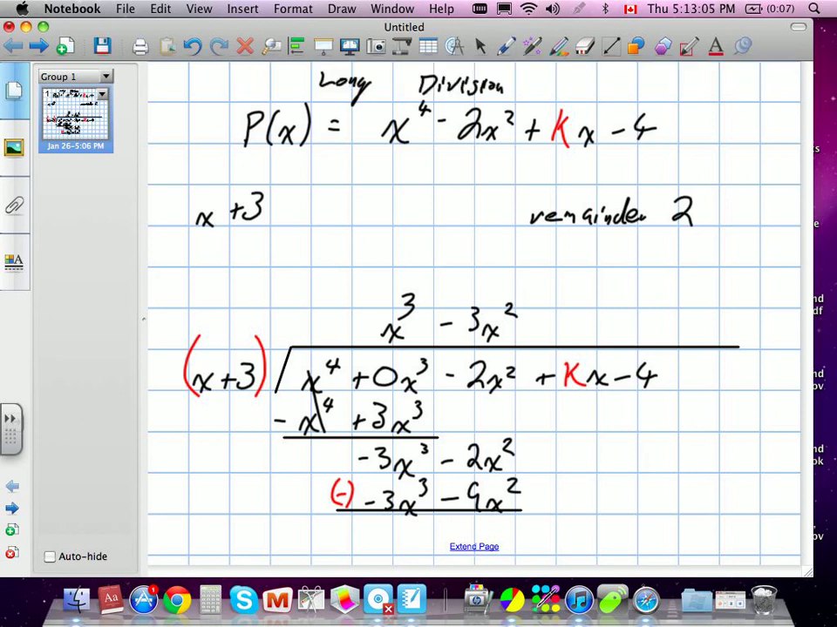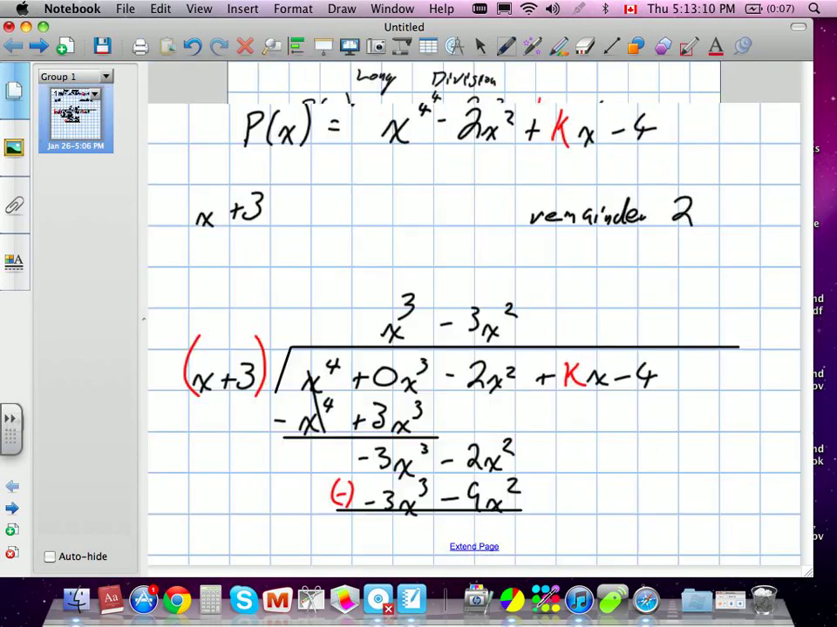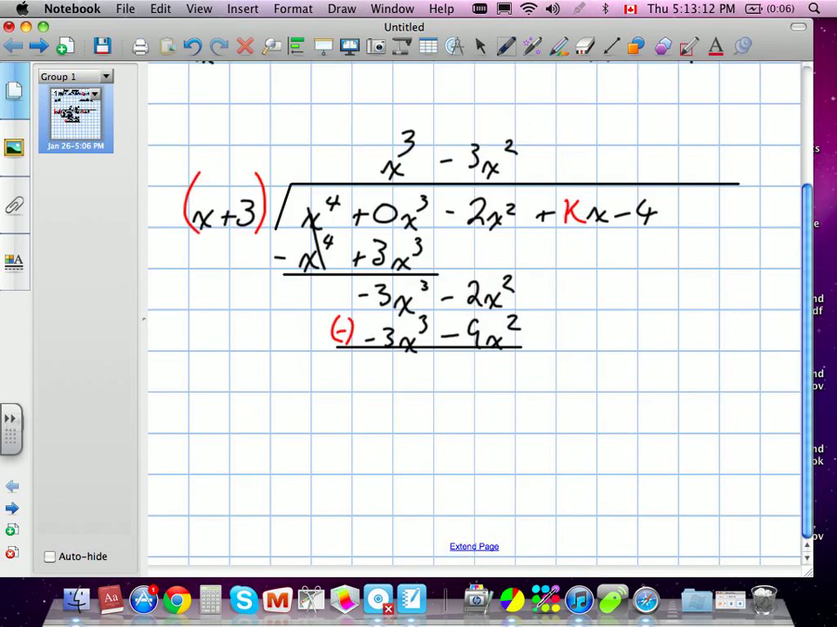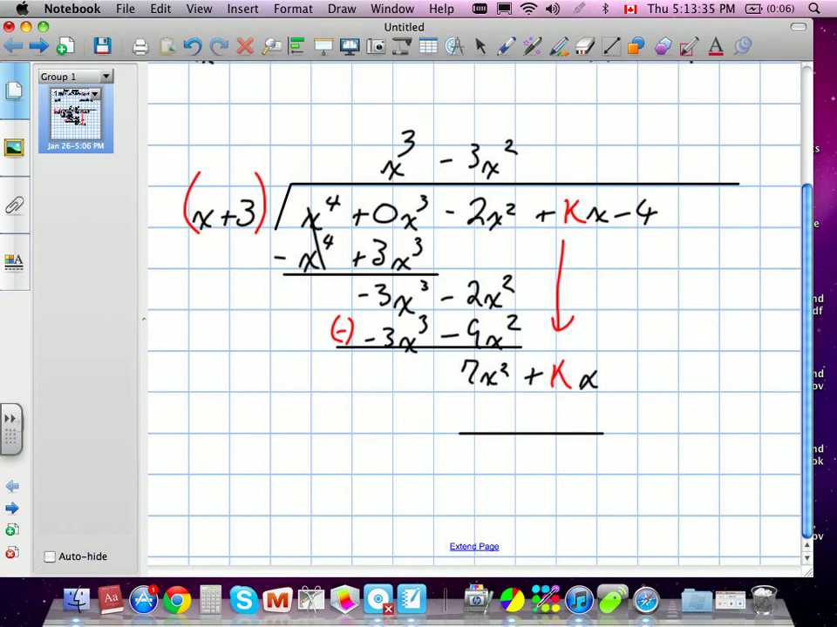Here, negative 2x squared, subtract that, it's like adding, so we get what? Yeah, positive 7x squared. Now, we're going to bring down the kx. So what we want to do is work backwards from here. We know we're going to get some value for this here. And we're obviously going to try to get rid of the 7x squared, right?